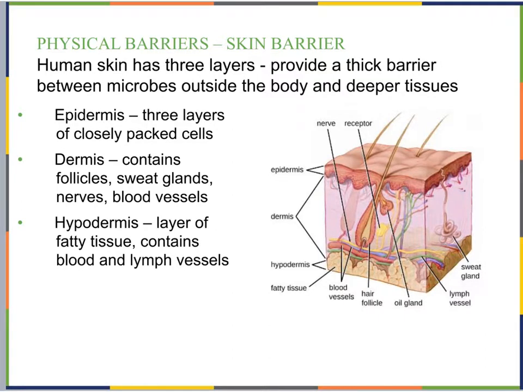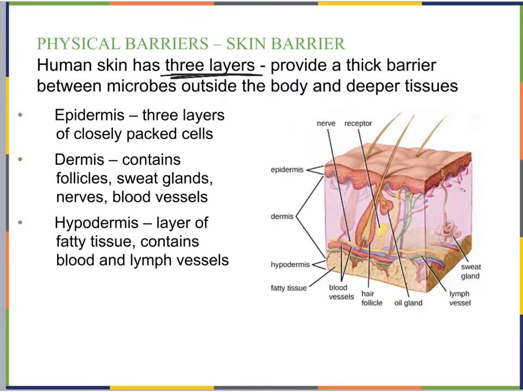So then the second one that we mentioned is the skin. And this is the one, again, we often think of when we think of a physical barrier because it is a really good physical barrier. Again, it contains 3 layers. And it's a very thick barrier between microbes that are outside of the body and our deeper tissues.